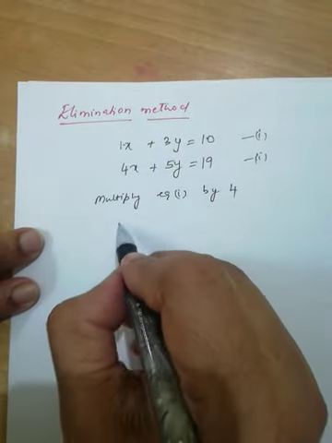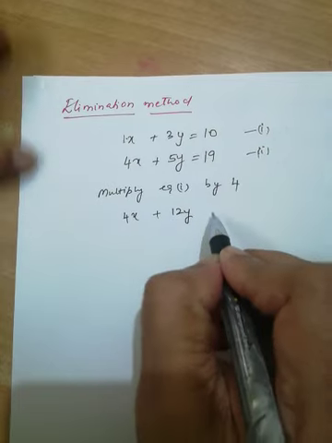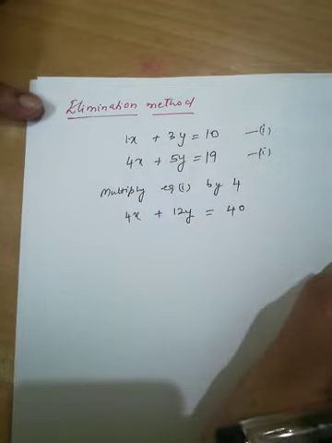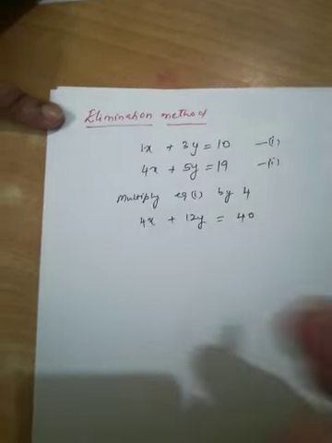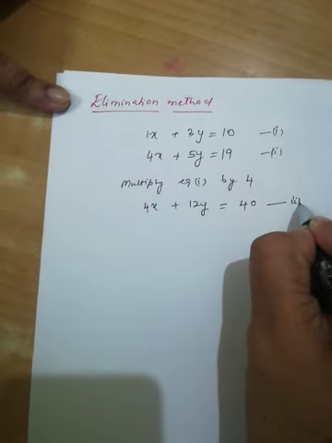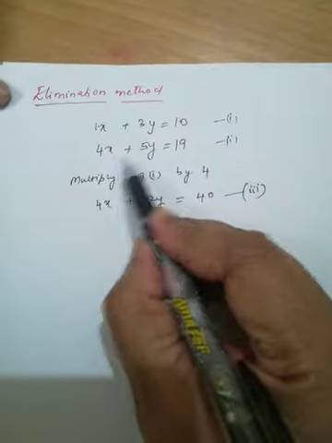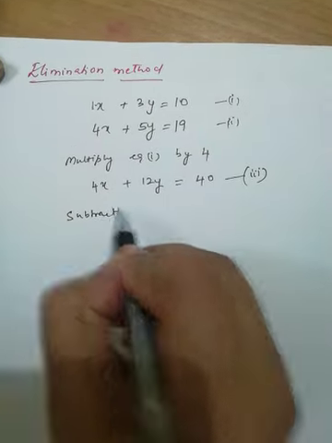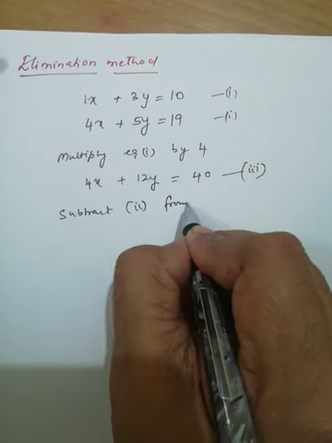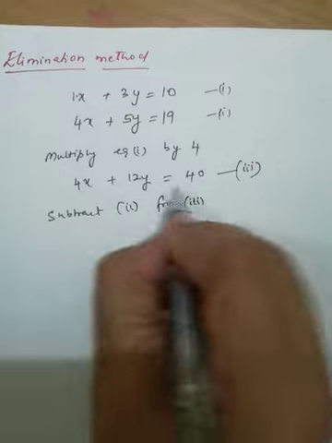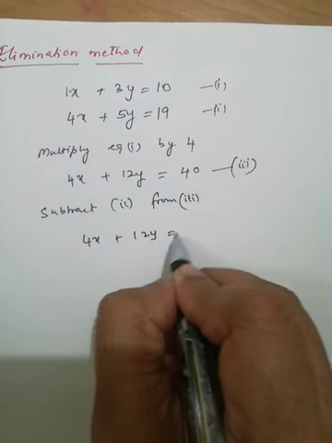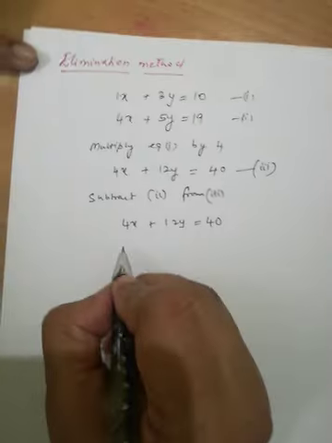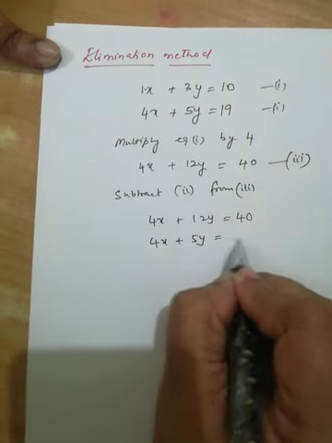So what will happen? 4 into x, 4x. This will become 12y and this will become 40. Right? And the second equation, I will keep it as it is. After that, I will subtract. If you want, you can name this as 3. Okay. Now, you subtract 2 from 3. Okay. So, 3 is 4x plus 12y is equal to 40, which is nothing but equation 1 itself. Okay. And the second equation is this one.